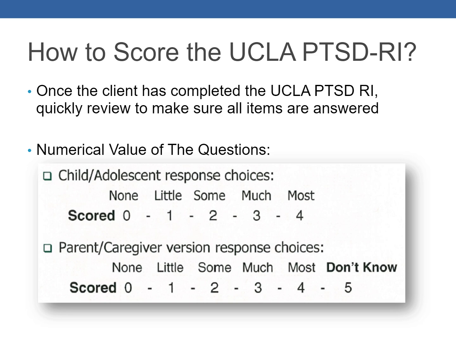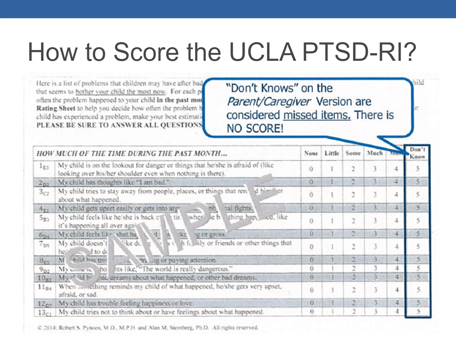One difference to note between the youth and caregiver versions of the measure is that the caregivers have the option of answering "don't know," given that there are a number of internal experiences listed on the reaction index that they may not have enough information on the child to be able to answer accurately. These don't know answers are not able to be scored, however, so they are treated as missed items and will not be calculated in the final score.